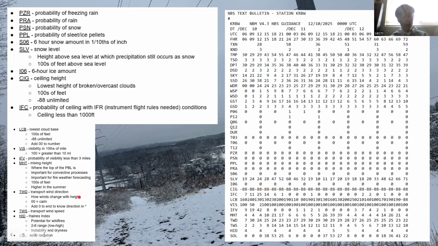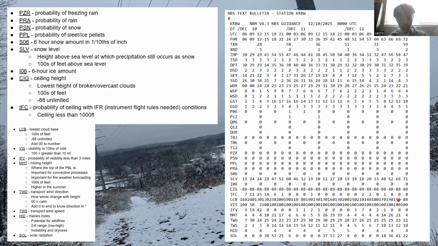LCB, lowest cloud base, in hundreds of feet. And you can see that's going to be 16,000, 24,000. The numbers kind of run together when there's three digits like that. And then you even have a case here, negative 88, where it's unlimited.